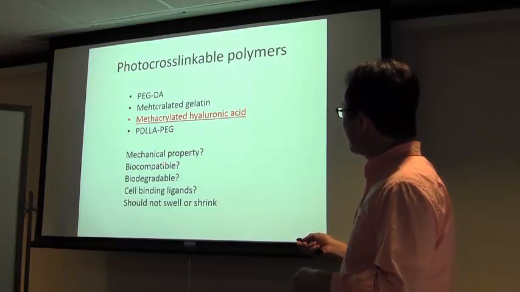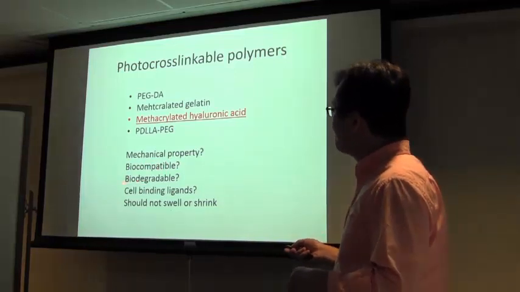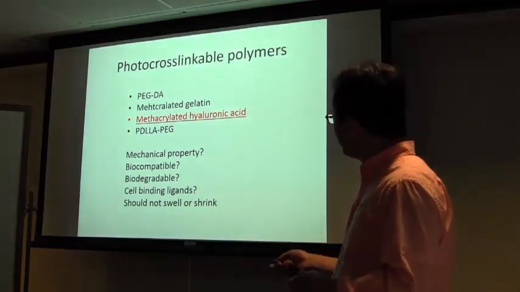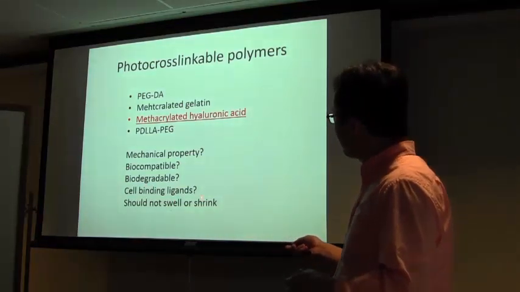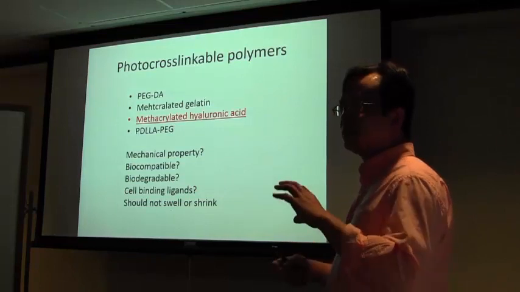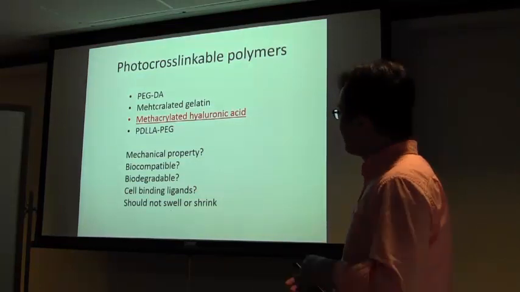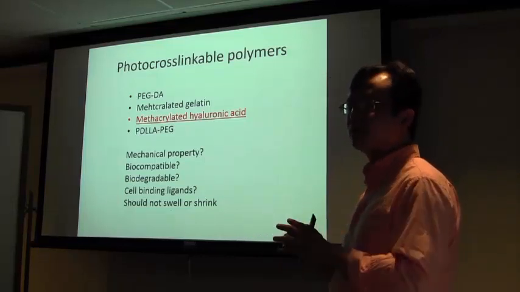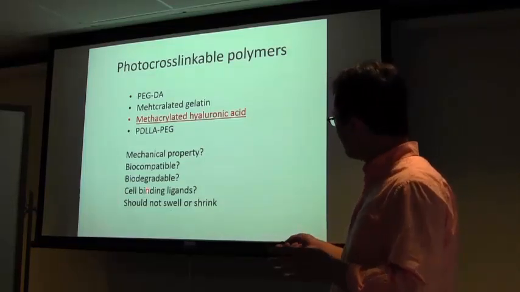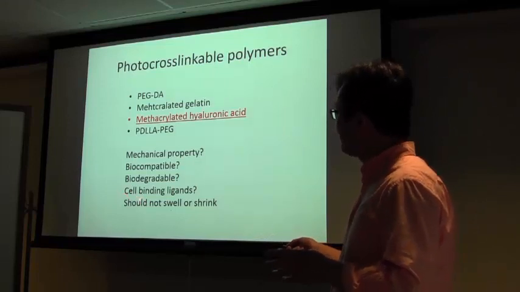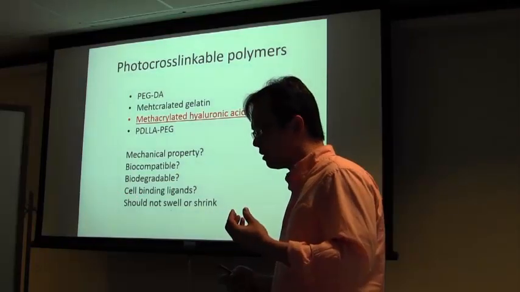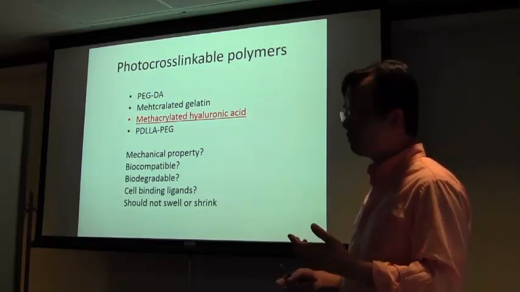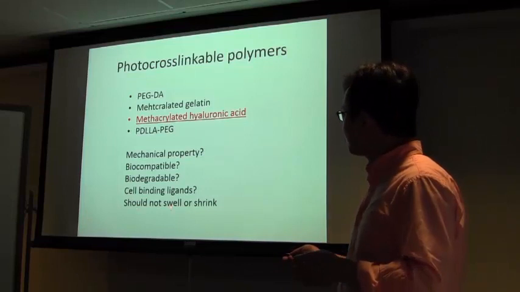So obviously it should be biocompatible. Do you want it to be biodegradable? Because sometimes we don't even want biodegradable. And then you think about the cell binding ligands. That means it is cell friendly. Because if you want the cell to do something to the scaffold, the cell has to attach to it. So you have to allow cell attachment. That means the scaffold should supply some motif so the cell can bind it, like RGD peptide. And also it should not swell or shrink.